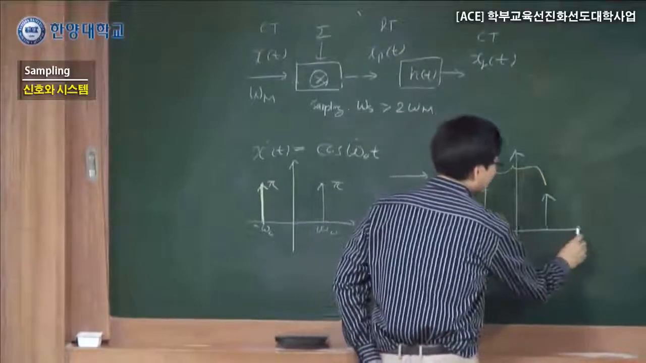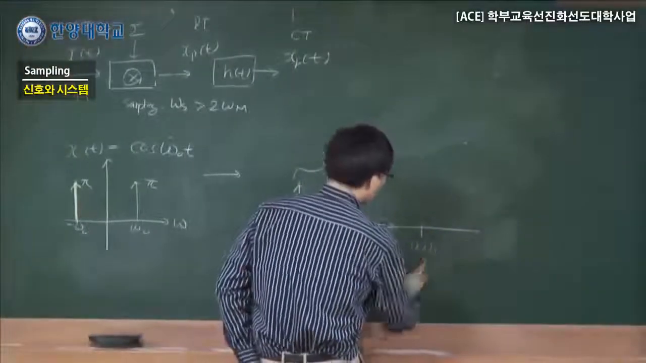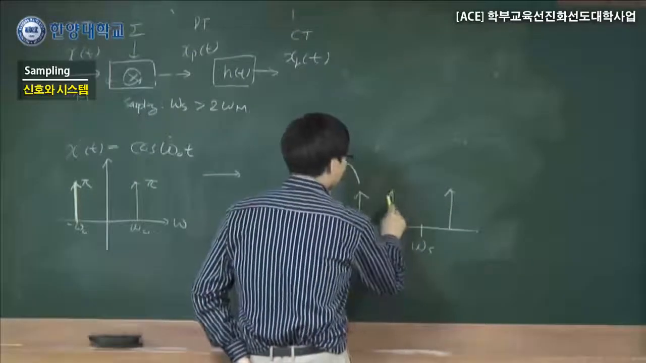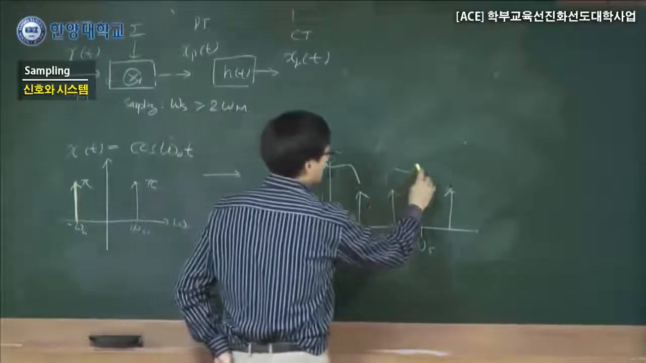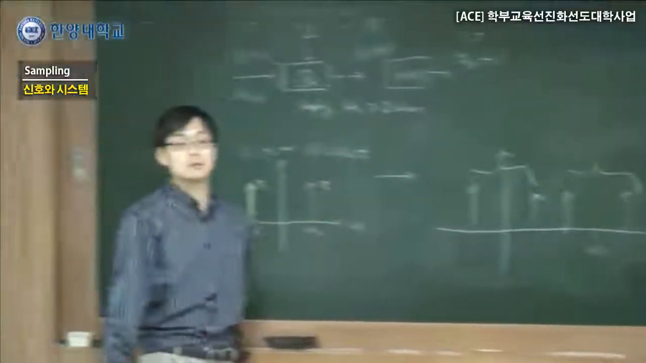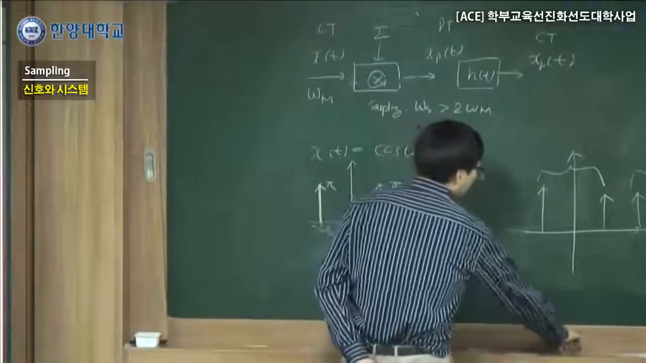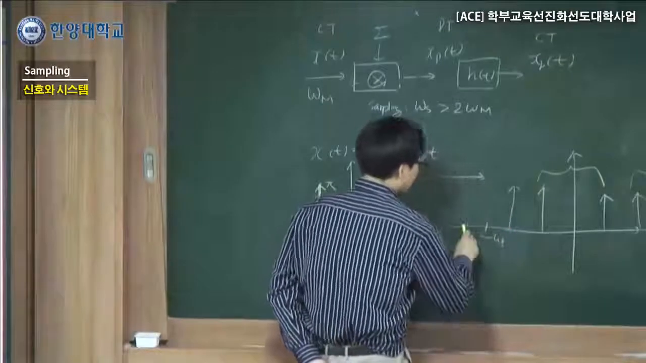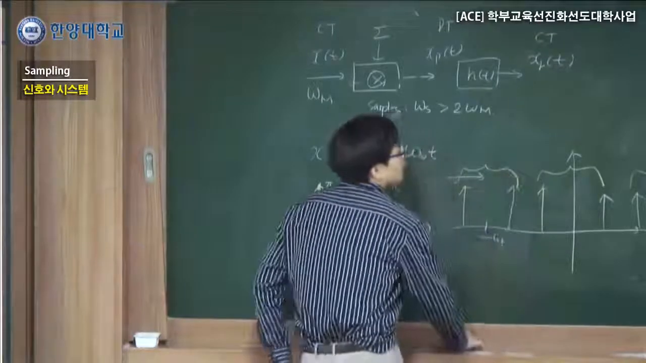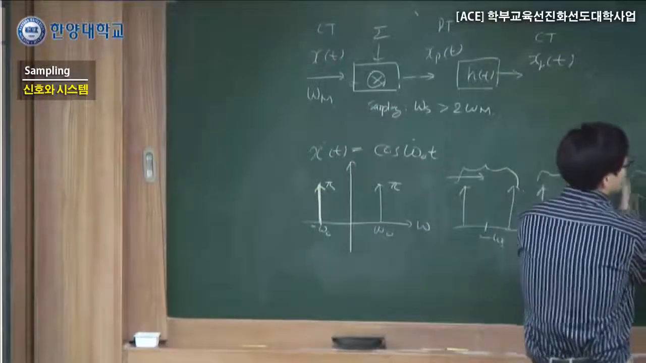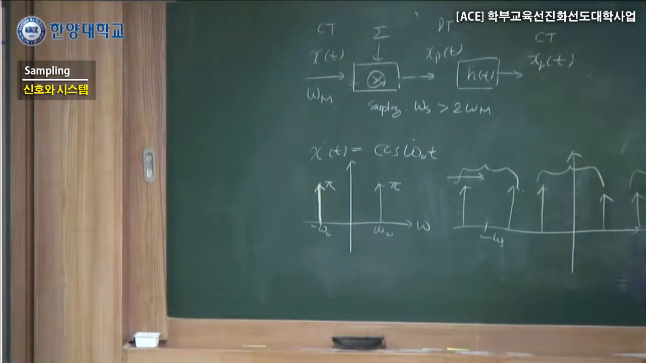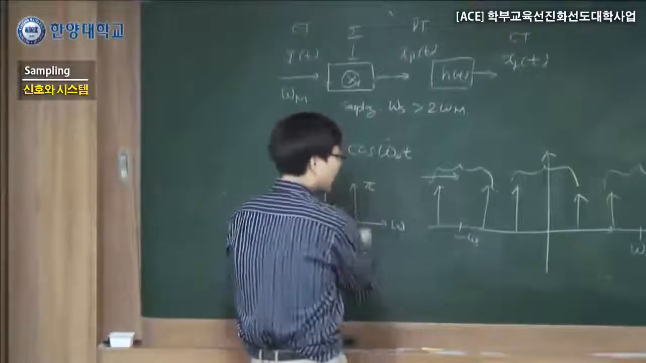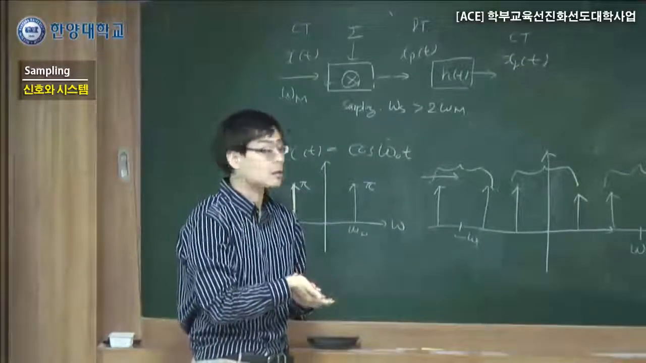And then the center of this one will be shifted by omega s, the sampling frequency, and there will be a shift like that. Those are the second set. And likewise, if you go to the negative side, they are shifted by minus omega s. This is their third set. So basically this one shifts by omega s, by 2 omega s, by 3 omega s. Likewise, shifts by minus omega s, minus 2 omega s, minus 3 omega s. That's what you can see here.